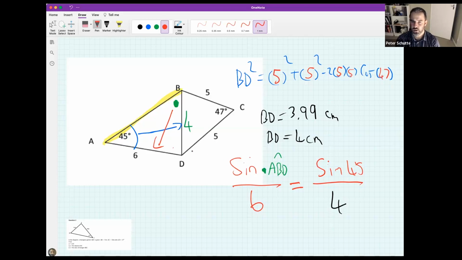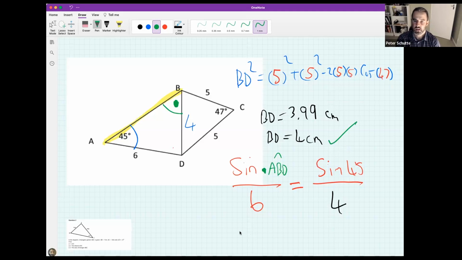Don't worry, Letty. We're taking it up a notch in the second part, but we're going to take it step at a time. The end goal is to find AB, okay, but we're not there yet. We can't find AB because we don't have a way of getting to the yellow yet. So what I'm doing is I'm saying that the sine of this angle, maybe I should use green, the sine of this angle over 6, which is given, is equal to the sine of 45 over 4, which we just worked out.